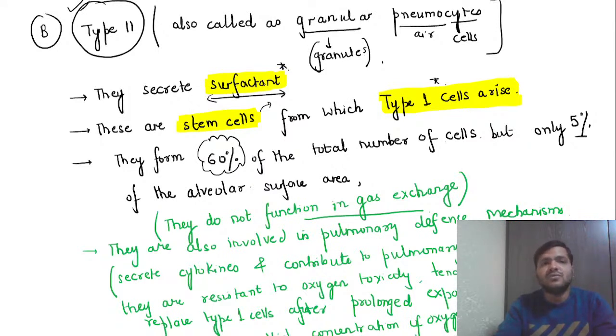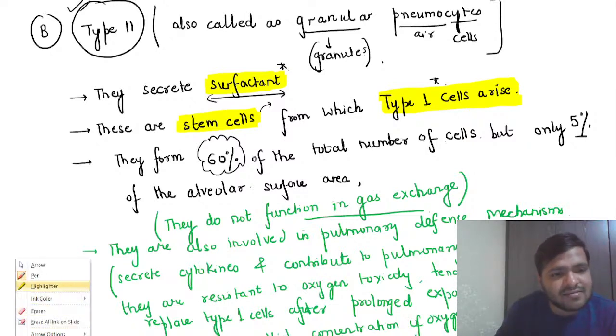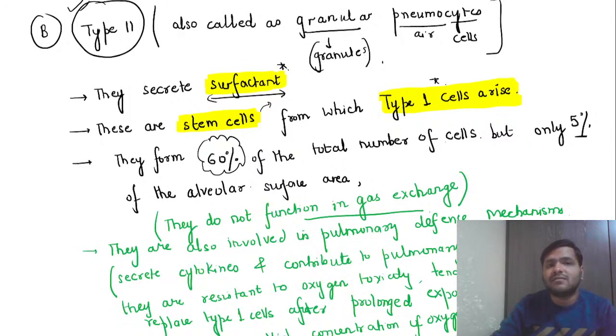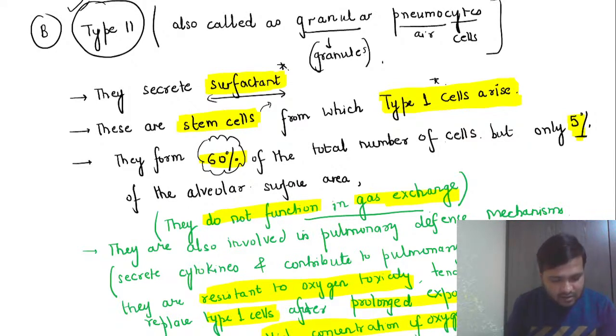So these are the functions of type 2 cells. Remember, they secrete surfactant. These are stem cells. They form 60% of the cells, but the surface area they occupy is only 5%. They do not function in gas exchange. They are resistant to oxygen toxicity, and they replace type 1 cells after prolonged exposure to high concentration of oxygen.